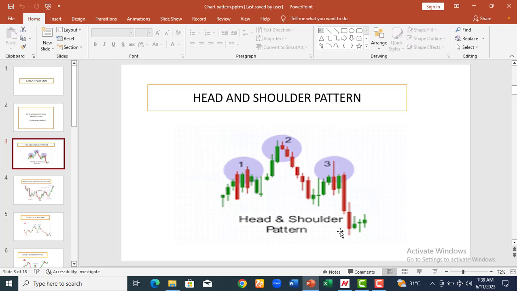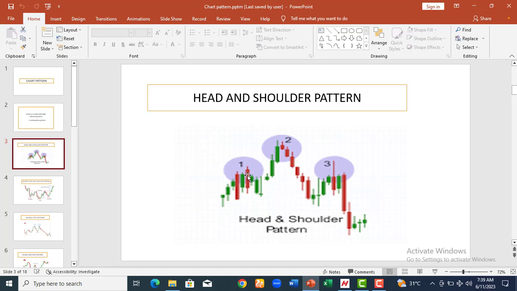Whenever you spot a head and shoulder pattern, allow it to form completely. Don't say it's trying to form small. Allow the head and shoulder pattern to form completely in the market. Allow the second or third shoulder to form completely before you enter the market or before you short the market.